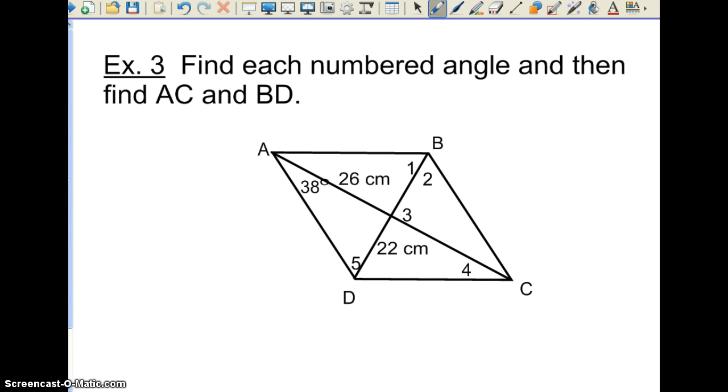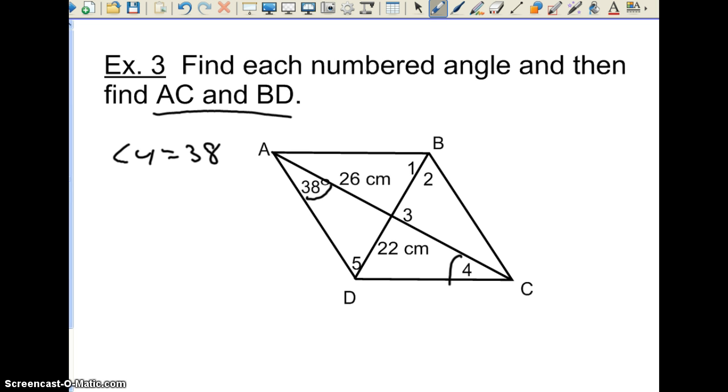Find each numbered angle and then find AC and BD. Find their lengths. Find each angle. Okay, we want to find each numbered angle and then find AC and BD. That would be the diagonals of a rhombus. Well, if we know angle A up here is 38, then we also know that angle 4 is going to be 38. We know that this is 90 degrees because the diagonals are perpendicular to each other.